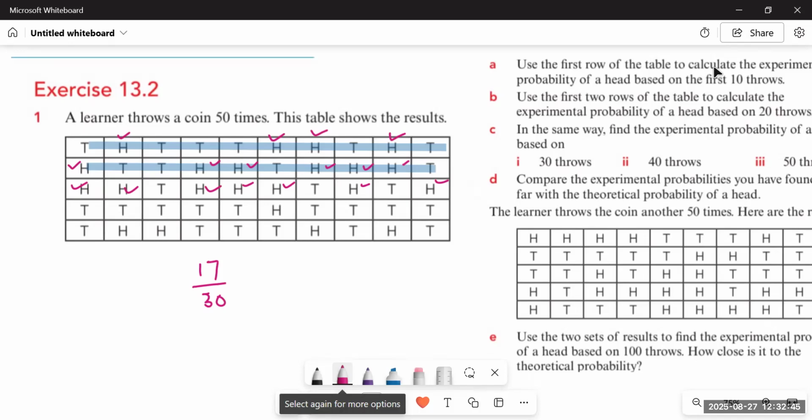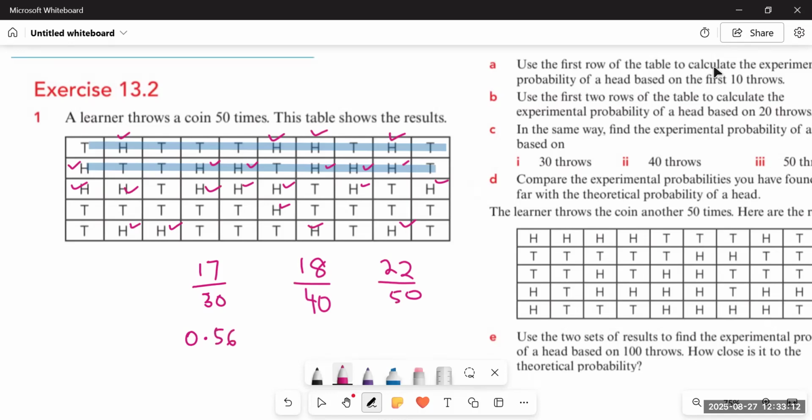And then in the next row, how many more? Only one more. So it would be 18 by 40. And then 1, 2, 3, 4. So 18 plus 4 equals 22. So it would be 22 upon 50. Now let's try converting it into decimal. So the first one would be around 0.567, or you can say 56.7%. Okay. And the second one would be 0.45.